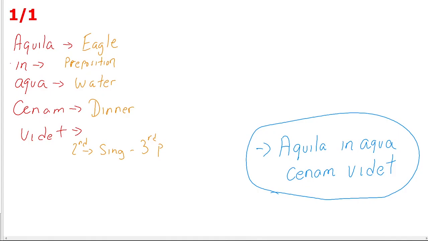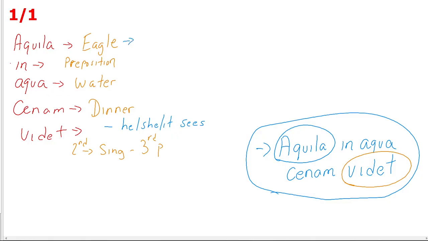So now let us take a look at the case. We know that videt is third person singular. So how can we translate videt? It would be he, she, it sees. What next shall we look at? The subject. So Aquila is eagle. How will we translate it? The eagle.